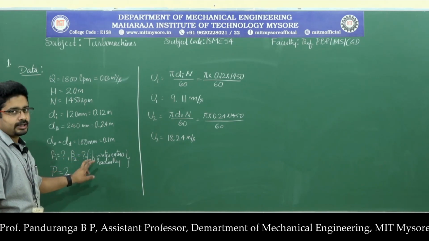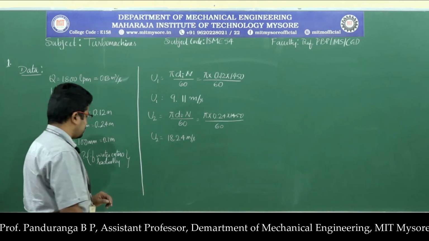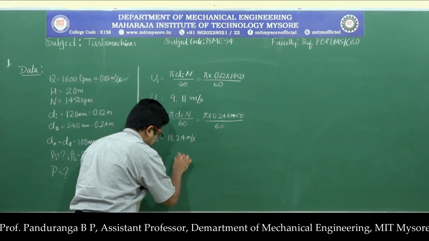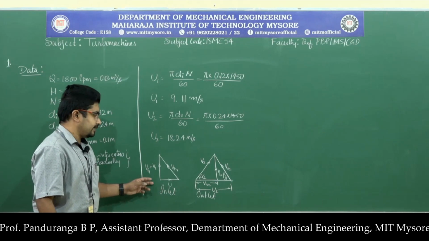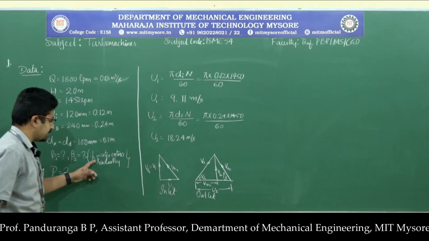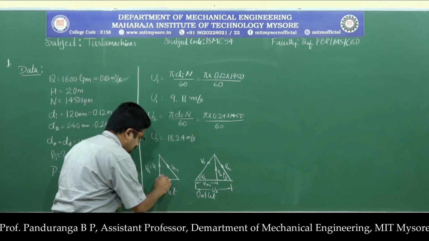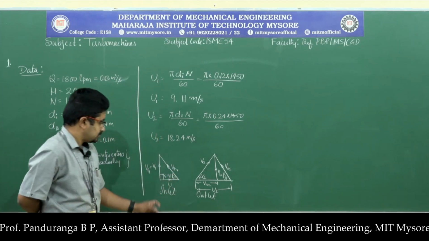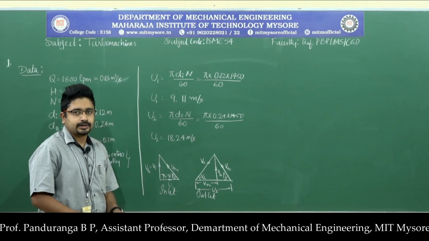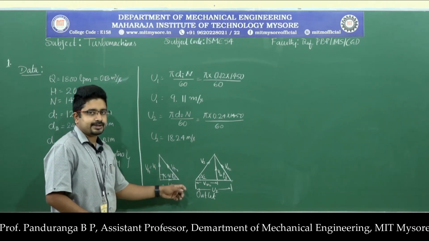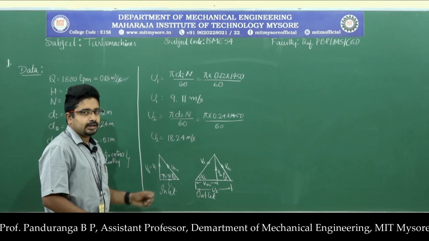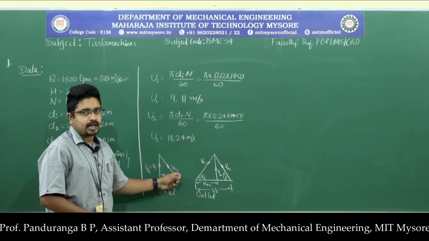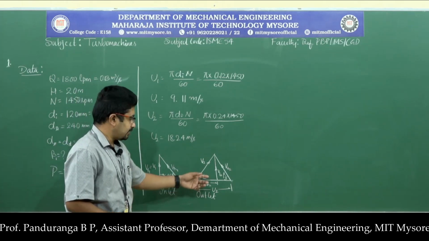So now let us draw the inlet and outlet velocity triangles here. Since I know water enters radially, the inlet velocity triangle will be a right angle triangle. Since water enters radially, the angle alpha 1 will be equal to 90 degree. This is beta 1. The base is u1 and this vertical line is v1, which is also equal to Vf1, and then we have Vr1. The angle made by Vr1 is beta 1.